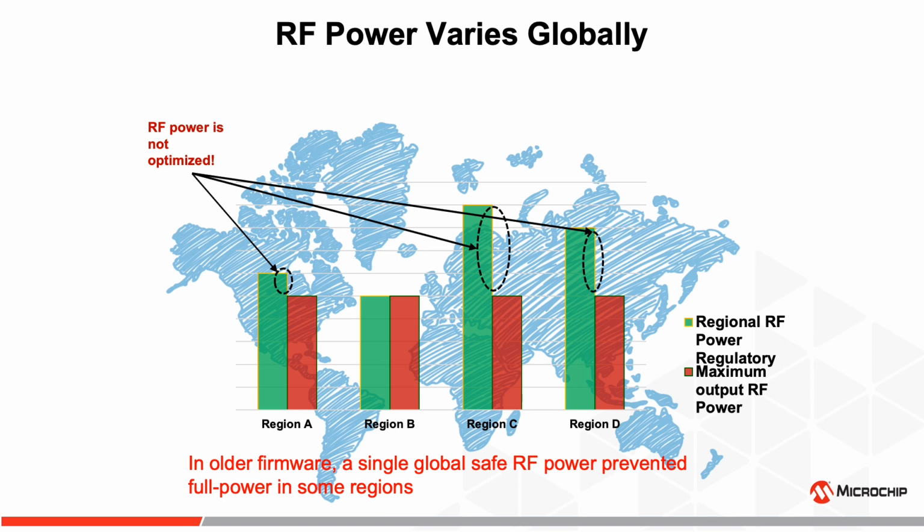So if you look at region B, where we've taken the red bar, which represents the power output of a Wink 1500 with the old firmware, it's matching what the regulatory or green bar says it can output. Well, if we want to deploy that into region A, C, and D, we can't increase our output power because we will violate region B's specification. So the solution to that is to provide multiple regulatory domains so that we can provide different output powers depending on where we're located.